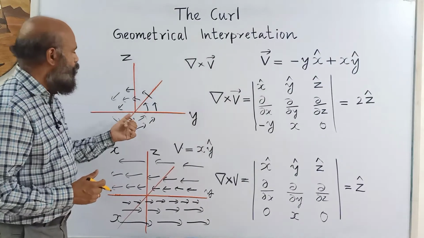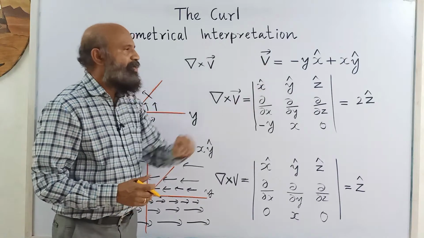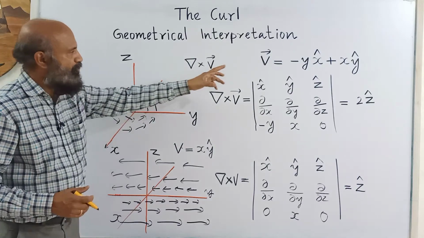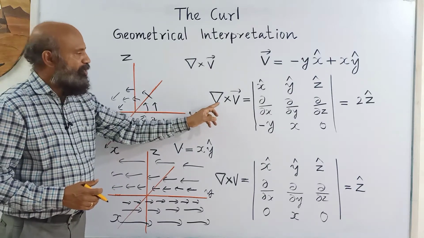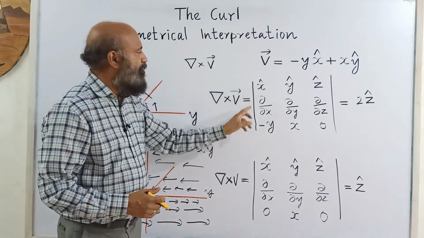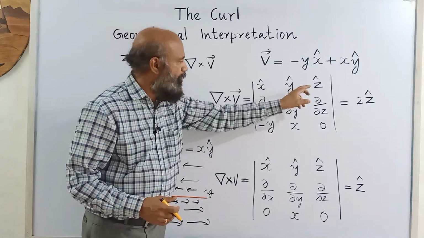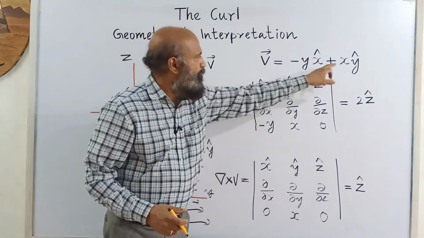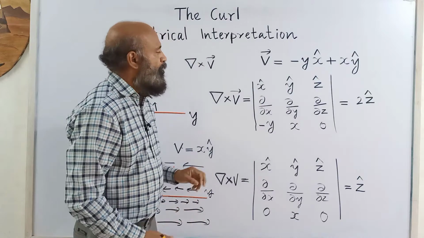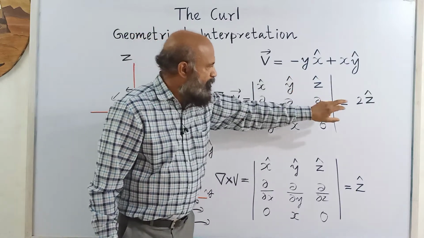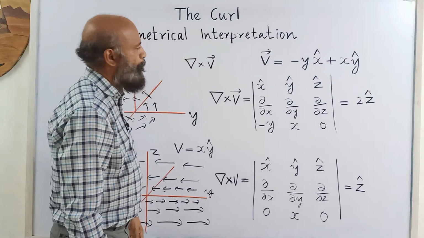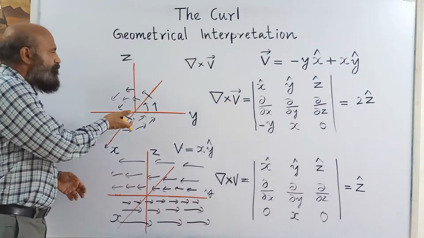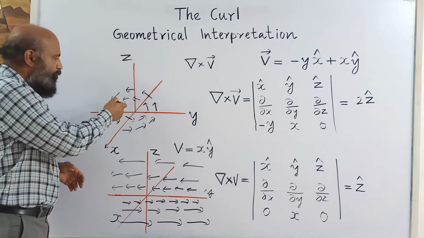Vector function for this figure is given. Now let us determine the curl for this function. Curl is del cross v, then it is the x cap, y cap, z cap, dou by dou x, dou by dou y, dou by dou z, then this minus y, x, then 0. So if you determine the value of this determinant, it is 2 z cap. So curl is pointing along the z axis. So here rotation is like this.